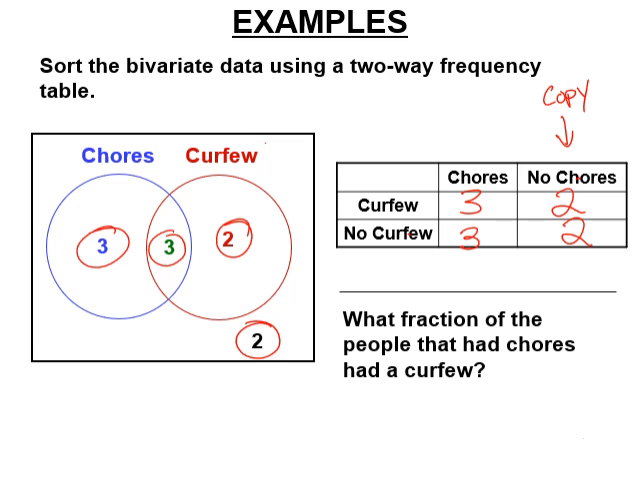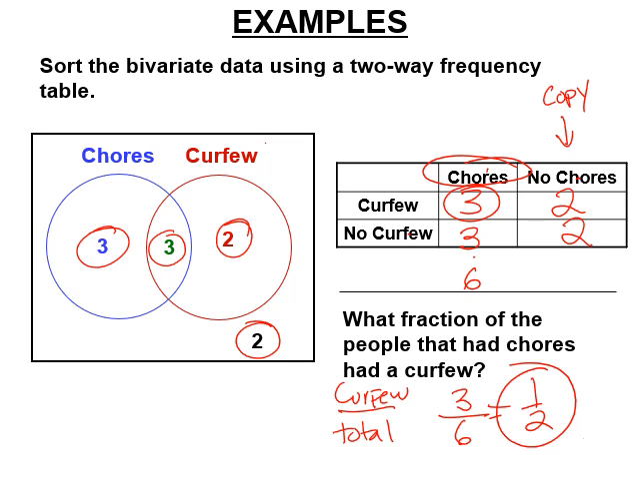What fraction of the people that had chores, so here are the people that had chores, had a curfew? So you need this total for this. There were 6 total people, right? You had 6 total people that had chores. What fraction of them had curfew? Well, 3 out of 6, right? So we're comparing the curfew to the total. And we simplify, obviously, our fractions. We always simplify our fractions. So half the people who had chores had a curfew.